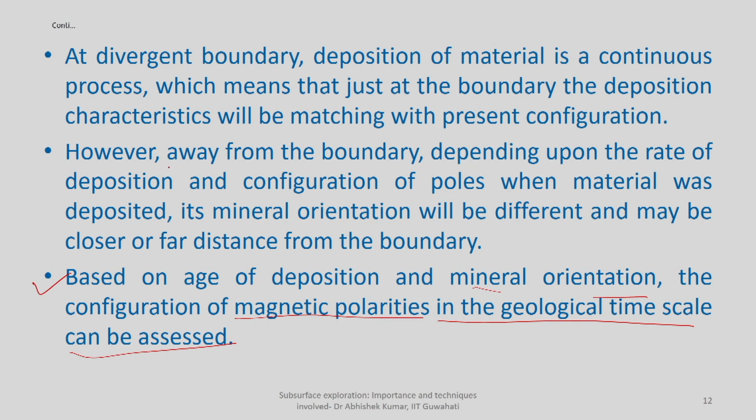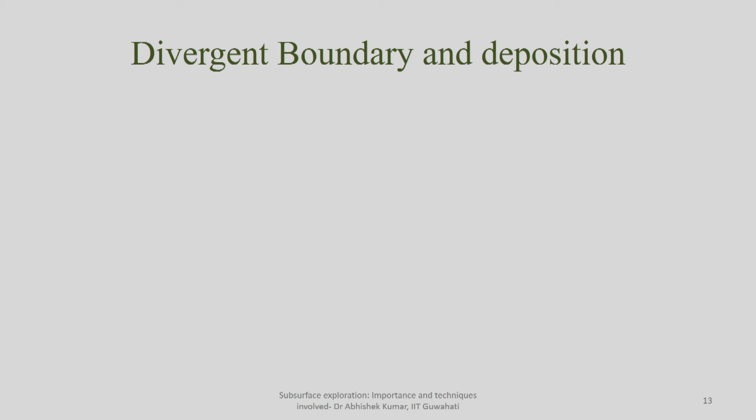However, this is important: away from the plate boundary, depending upon the rate of deposition, which also depends upon the rate at which the divergent plate boundaries are moving away from each other, and the configuration of pores, the material even at the same plate boundary may show different characteristics in terms of its magnetic properties as you go away from the plate boundary. Now, what I wanted to show here is, if it is a divergent plate boundary, what will happen here?